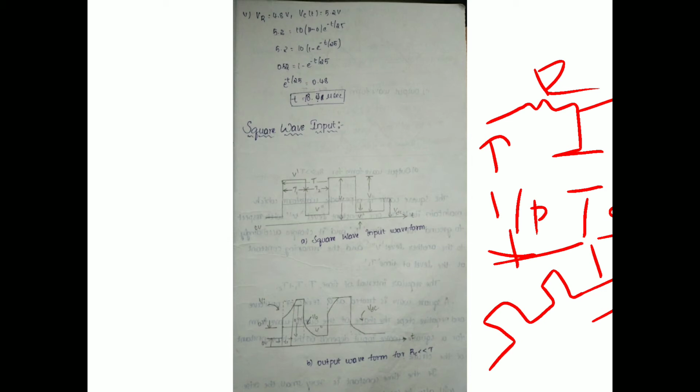We have to observe the response of the low pass filter when the time constant changes. Here the time constant is the RC value. When the time constant changes, we have to observe the waveform of the signal. This is the square wave input signal.